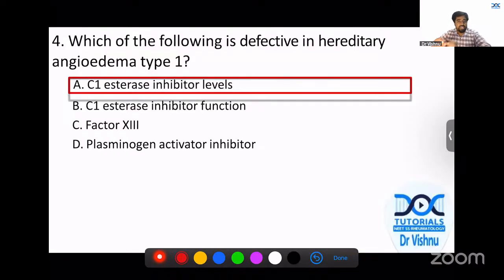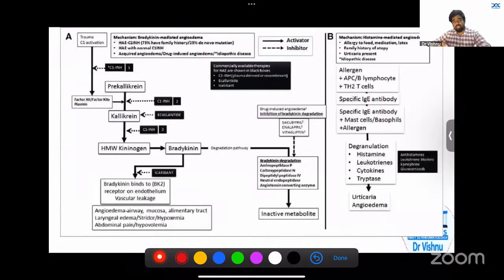Which of the following is defective in hereditary angioedema type 1? So this is given in your Harrison's, and I think it's given in the anaphylaxis angioedema chapter. Maybe a little bit difficult, but an important topic nonetheless, right? So what is happening here? Angioedema can occur because of bradykinin. Angioedema can occur because of your histamine, right?